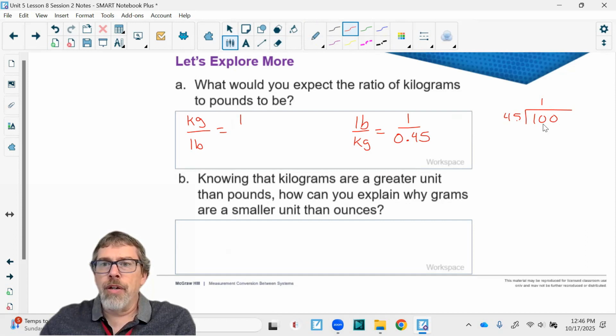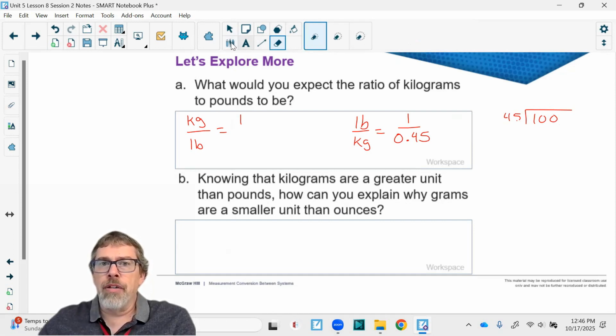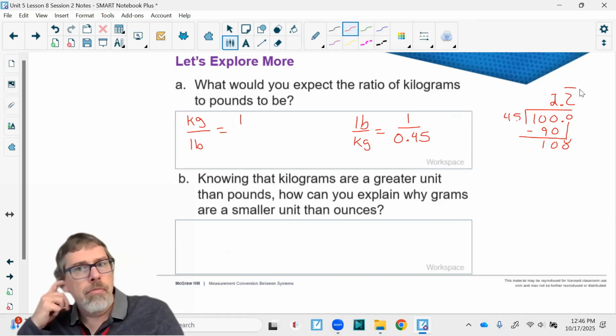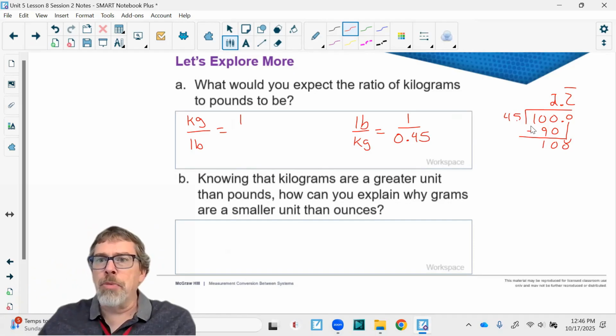45 will not go into 10. It'll go into 100 two times. So 45 times 2 is 90. Subtract and get 10. Put a decimal, bring down a zero. 45 goes into 100 2 times. Well, it's going to keep repeating. So it's going to be approximately 2.2 pounds. So I'm going to put 1 over 2.2 repeating.